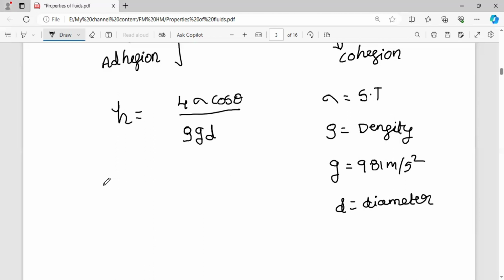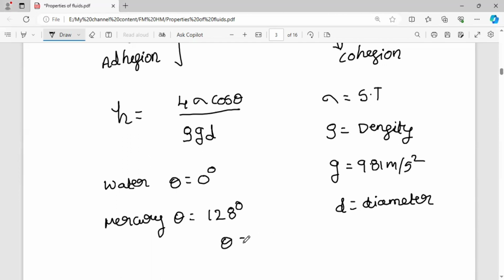Okay. If you calculate the capillarity for water, theta equal to 0 degrees. For mercury, theta equal to 128 degrees. That theta is the angle of contact between the liquid and the glass tube. In the next video, we will discuss the problems.